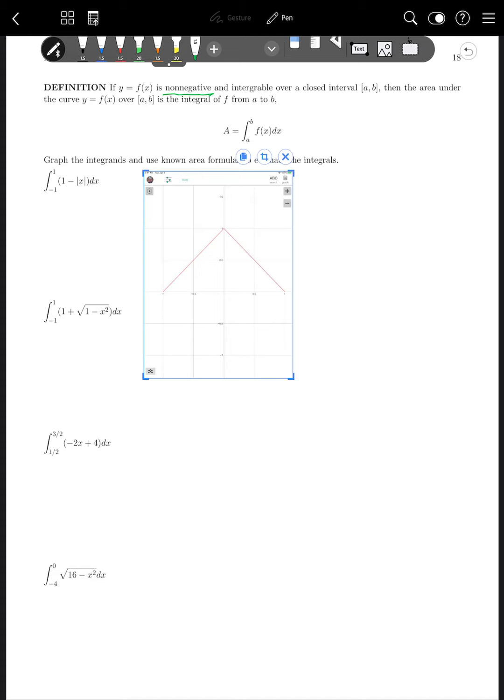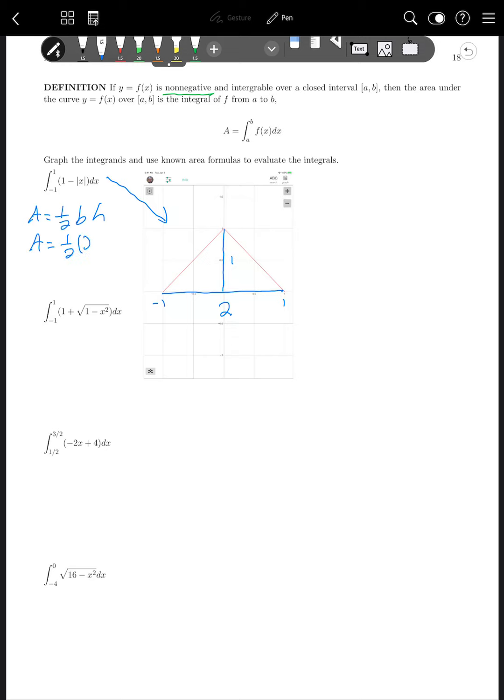Okay, so what we want to notice is that this makes a shape that we recognize. And the shape that we should recognize is the fact that, here's the x-axis, so the area under the curve is a triangle. So we can use the known area formula. What's the area of a triangle? Well, if we look at this triangle, it goes from -1 to 1, so that means the base is 2, and it goes from 0 up to 1, so the height is 1, and the area of a triangle is 1/2 base times height. So this would be 1/2 times 2 times 1, which is an area of 1. Okay, so that's one way we can do these, is simply by using the area formulas we know.